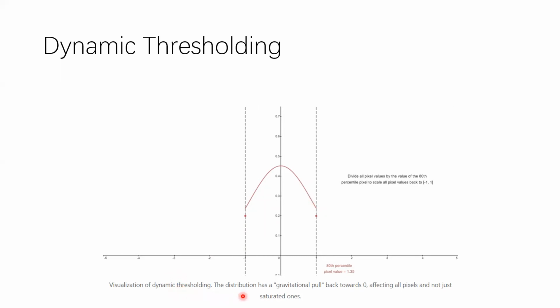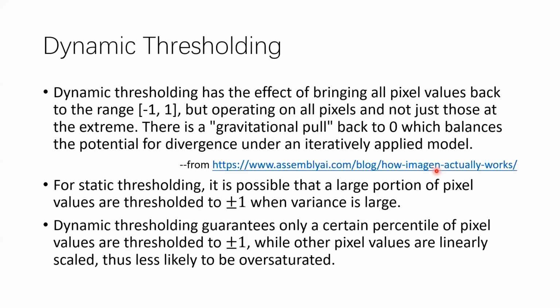So you can see that the distribution has a gravitational pullback towards 0, affecting all pixels and not just the saturated ones. According to this block, the comment says this threshold has the effect of bringing all pixel values back to the range of -1 and 1, but operating on all pixels and not just those at the extremes. There's a gravitational pullback to 0, which balances the potential for divergence under an iteratively applied model.